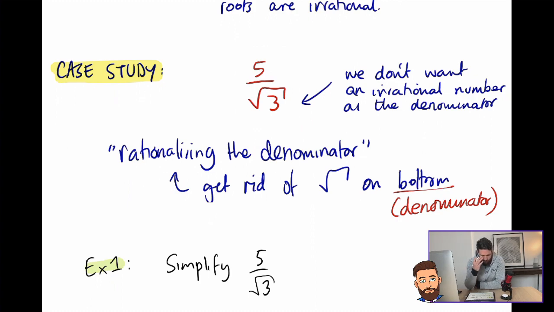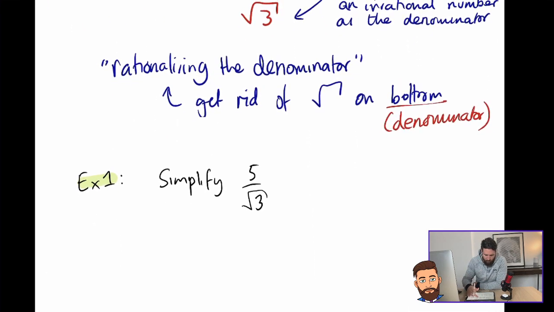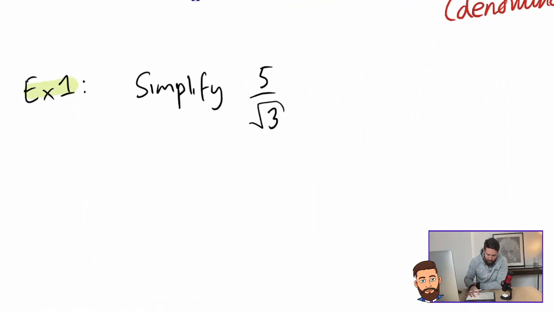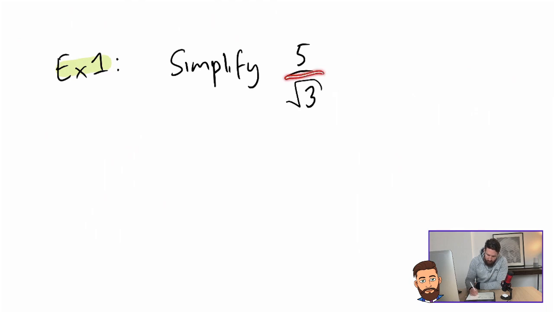So how do we do that? Well, it's going to require you to have definitely some surds understanding, but also some fraction understanding as well. My goal, as just discussed, is to get rid of this surd that is on the bottom of this fraction.